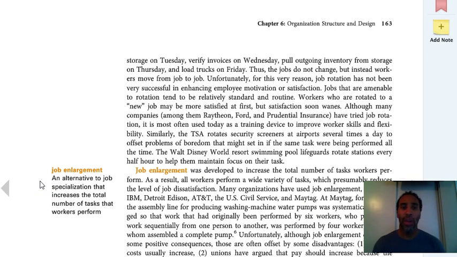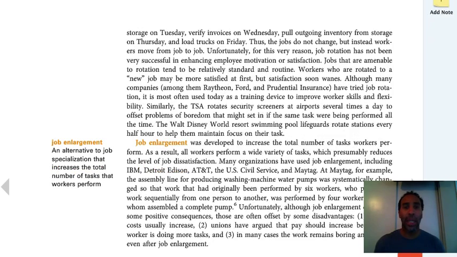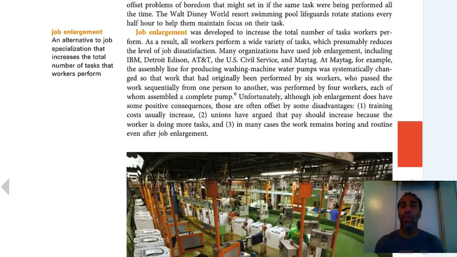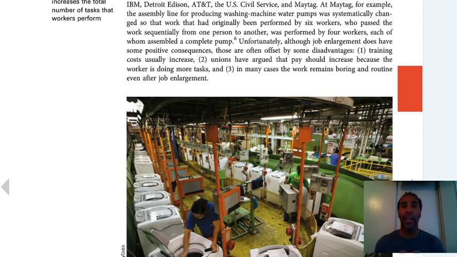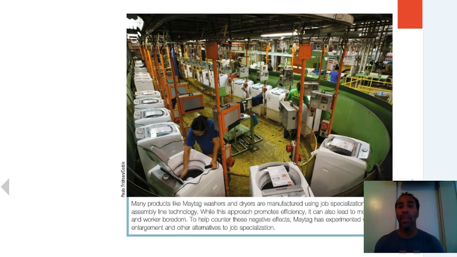Job enlargement. This is an alternative to job specialization that increases the total number of tasks that workers perform. That just means we're going to enlarge your job scope. You were doing A, B, and C. Now you're going to do A, B, C, D, and E. What you have to look out for with job enlargement is burnout, and how much that person can truly handle. That's a balancing act for managers to say, okay, I see they're at their limit, so let's hold off and not give them any more responsibilities, or they can take on more responsibility. And sometimes the individual says, hey, I want that additional responsibility because I think I can make a difference.